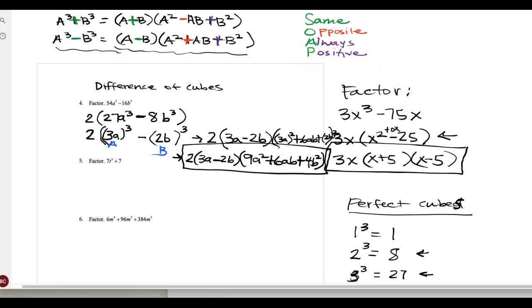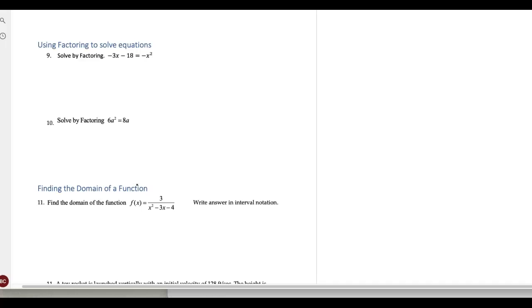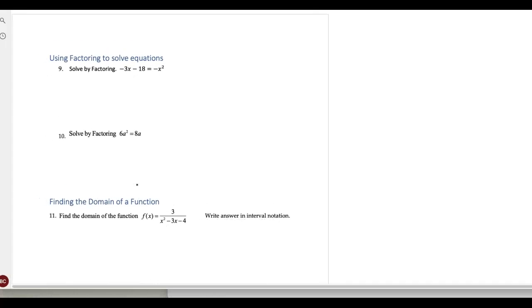Okay, I'm going to move down and get into some other things. We are still going to be doing some factoring with what we're doing here. So this one says solve by factoring. All right, if I'm solving something by factoring, I need to get everything over to one side and put the other side equal to 0.